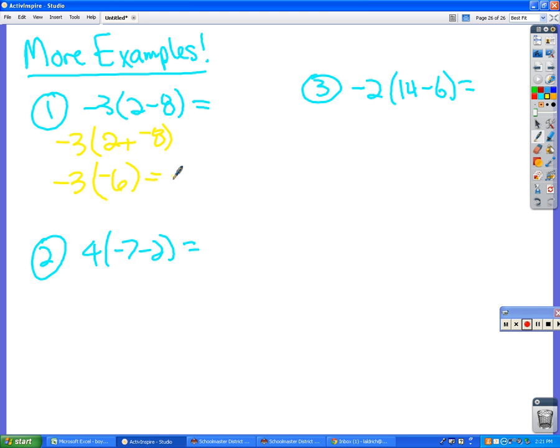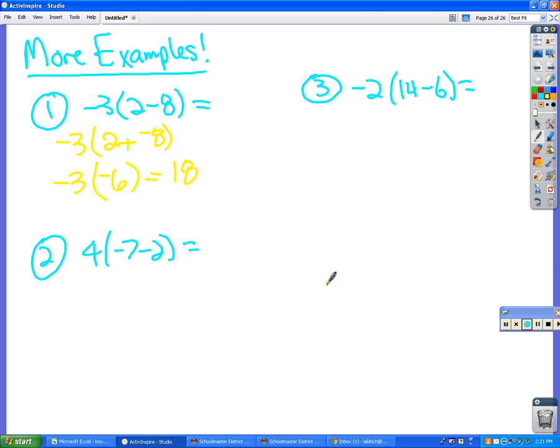And you might be able to just figure that out right here from the beginning. You're trying to take away more than what you have to start with. So obviously you're going to be in the hole, okay? So when you go 2 minus 8, if you try and subtract a bigger number from a smaller number, you're going to get a negative answer every single time. So the answer is negative 6. Not yet. Now we have to finish the problem. Negative 3 times negative 6 is what? Positive 18. Because a negative times a negative is a positive.